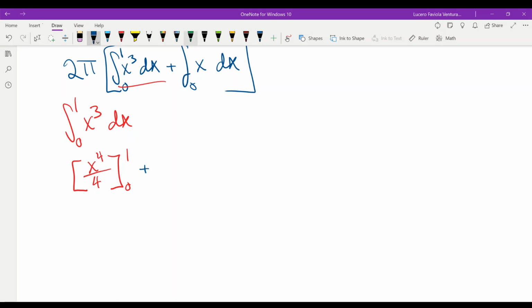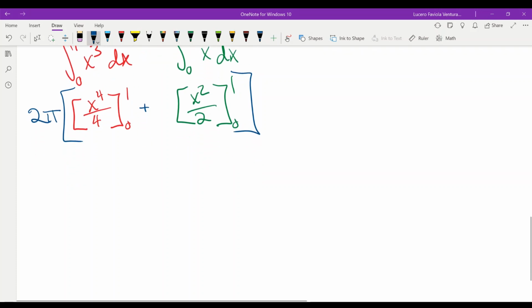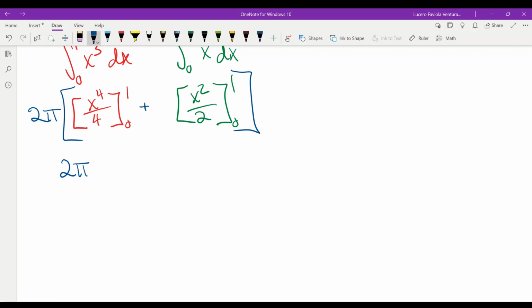Plus, and now we'll integrate the right side. Integral from 0 to 1, x dx. And this is also simple to integrate, and we end up with x squared over 2 from 0 to 1. Now we can't forget our 2 pi that we left up here, so we'll plug that in as well in our new rewritten function, and we'll plug in the bounds for this next step.